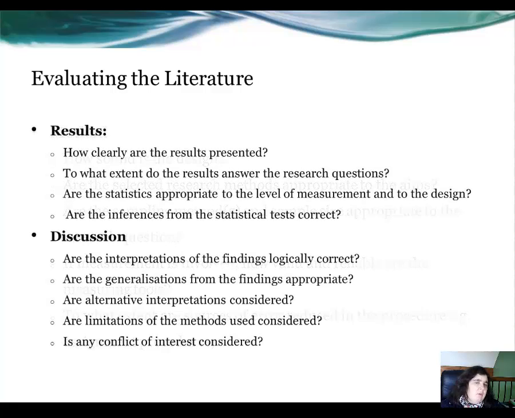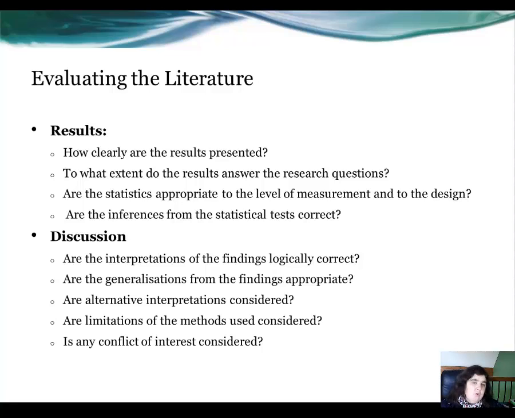And what about the results? Are the results clearly presented? Do you know as a reader what the outcome of the study are? To what extent do the results reflect back to your research question?